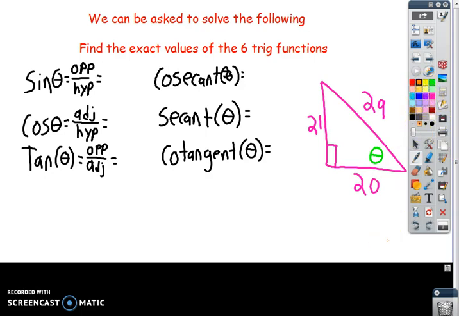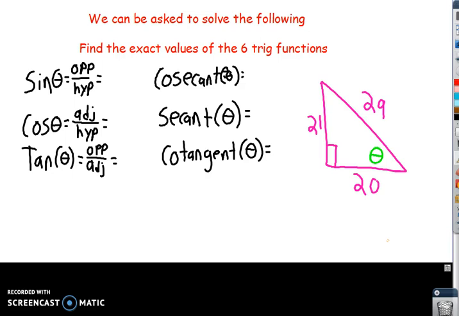So, we look here. Sine is opposite over hypotenuse. Opposite being 21, hypotenuse being 29. Don't need to give me a decimal here, just write it like that. Cosine is adjacent over hypotenuse. That is 20 over 29. Now it all depends again on the position of theta. If theta were different, these trig values would be different.